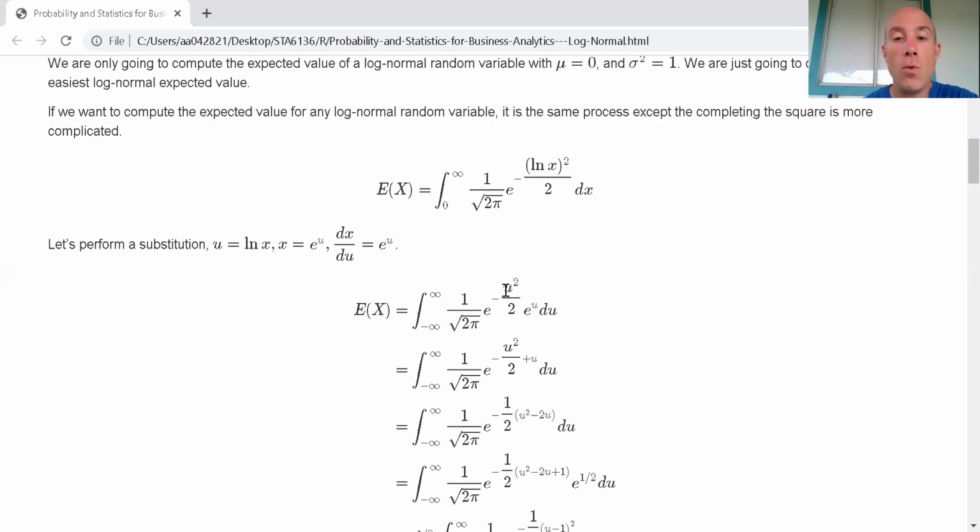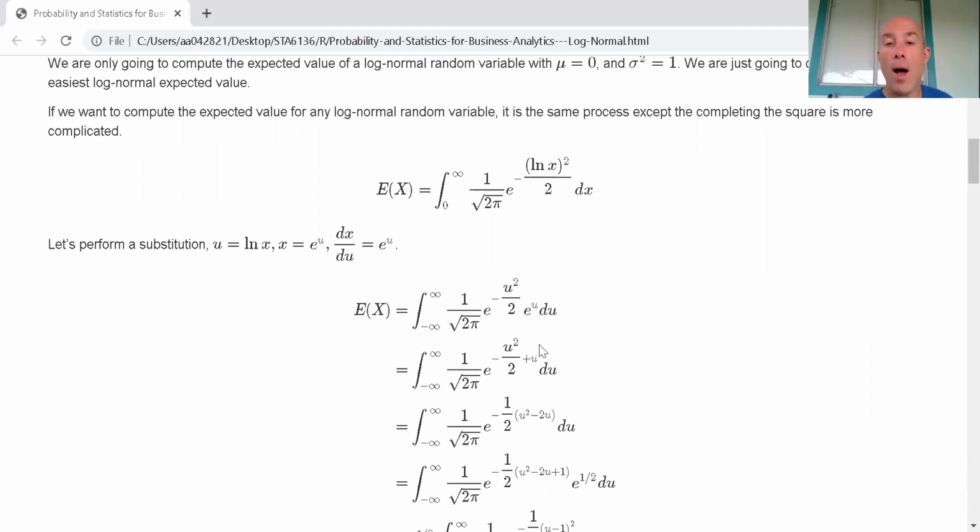So here I get u squared up top. Now remember that this dx I have to convert to du. And when I do that, I need to use the derivative of x with respect to u. So this e to the u comes here, and we've made an adjustment on our differential.